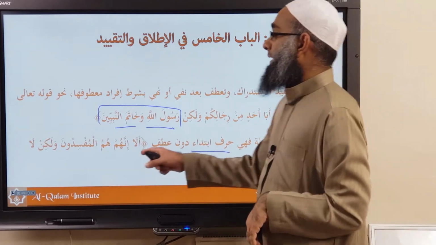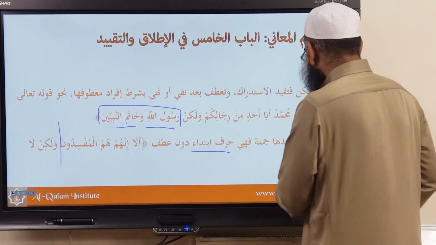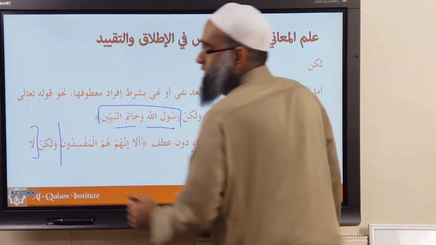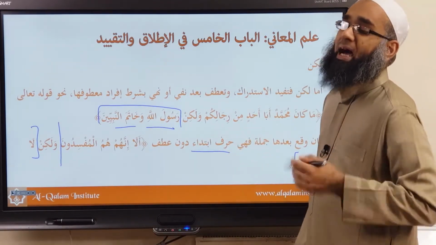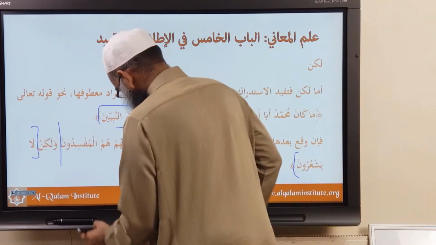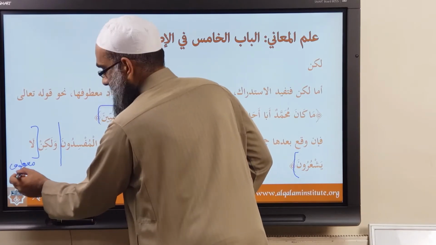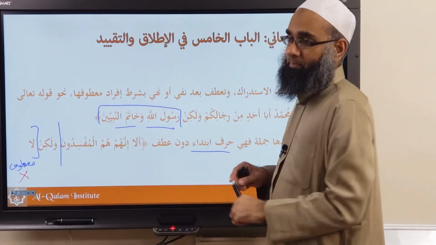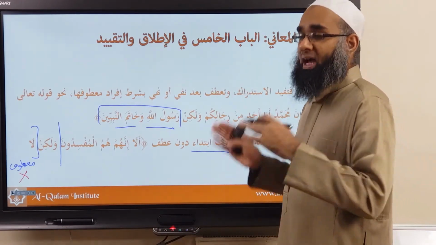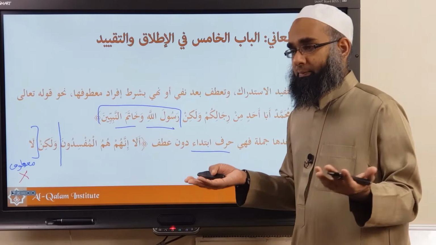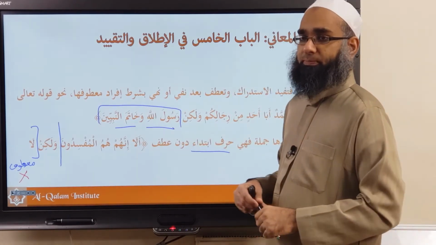For example, ala innahum humul mufsidun, lakin la yash'urun. What's after lakin? La yash'urun. Isn't it? So because the jumla comes after it, this is harfu ibtida. This does not become ma'tuf. Why? Because it's a whole sentence. Lakin only operates as a harfu atf with a mufrad after it. The jumla after it becomes harfu ibtida. Harfu ibtida means isti'naf basically. So meaning it links back to the previous sentence, but in i'rab it is finished. You got it?